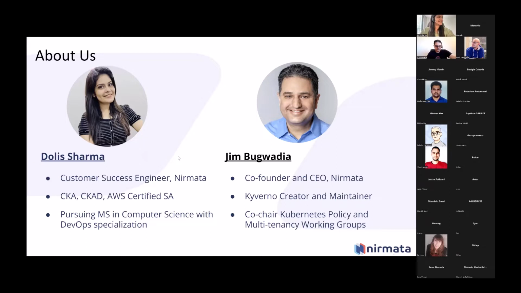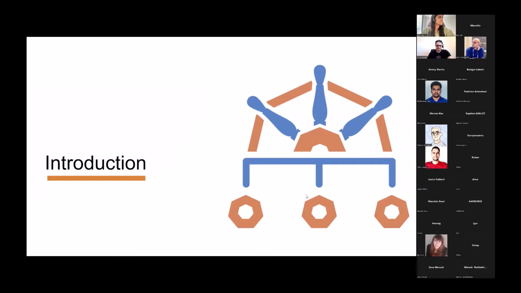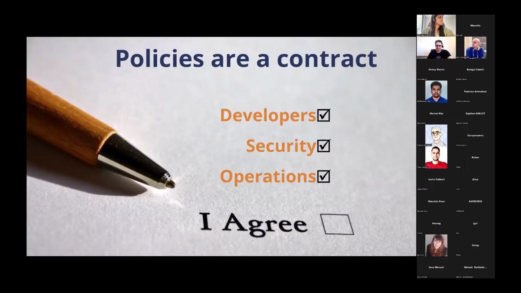Thanks, Dolis. And I'm Jim Bugwadia, a co-founder at Nirmata. I also co-created Kyverno as we were looking at bringing policies into Kubernetes, and Dario already gave us a really good plug. So we'll talk a little bit about what it means to be Kubernetes native. I also do some work in the Kubernetes community, in the policy working group, as well as the multi-tenancy working groups. So without further ado, just getting into policies, right?